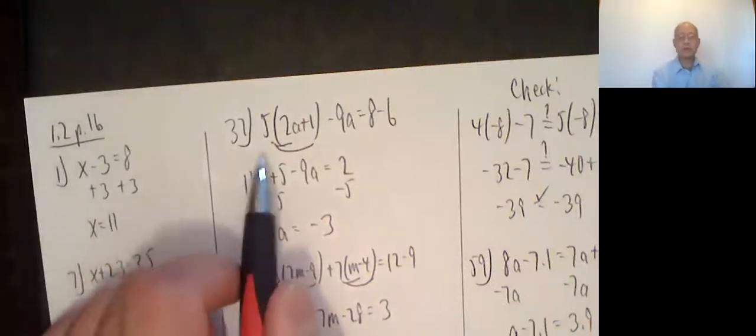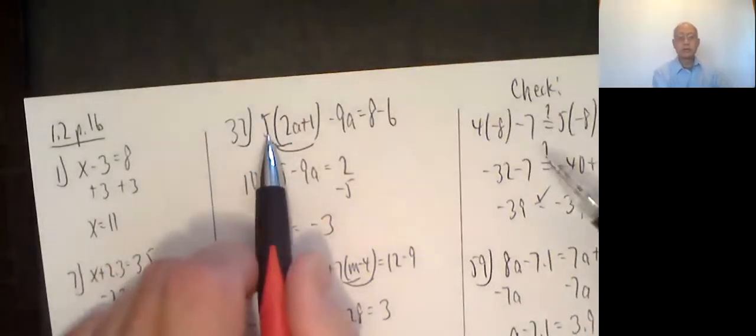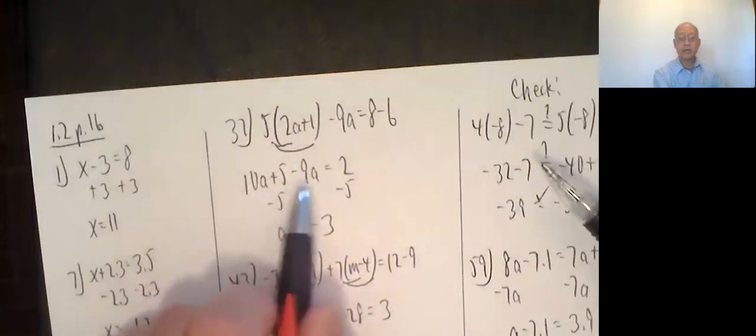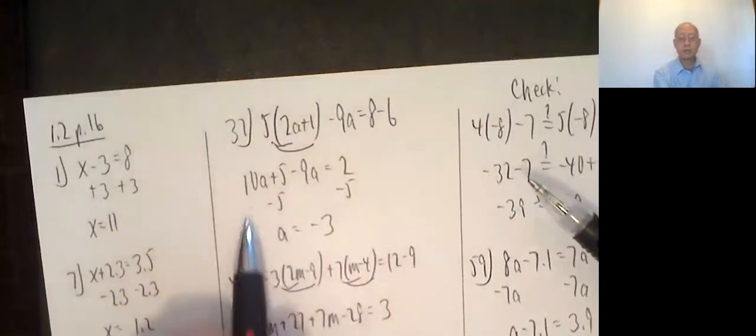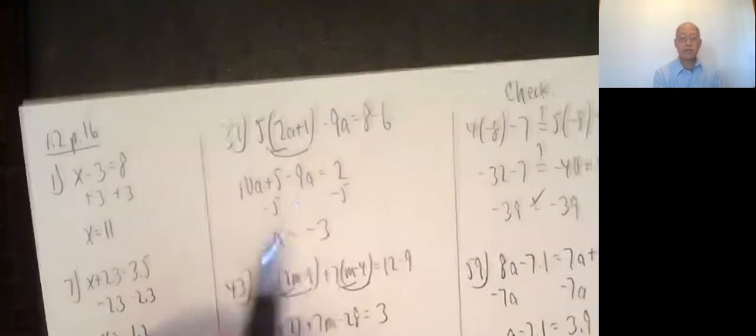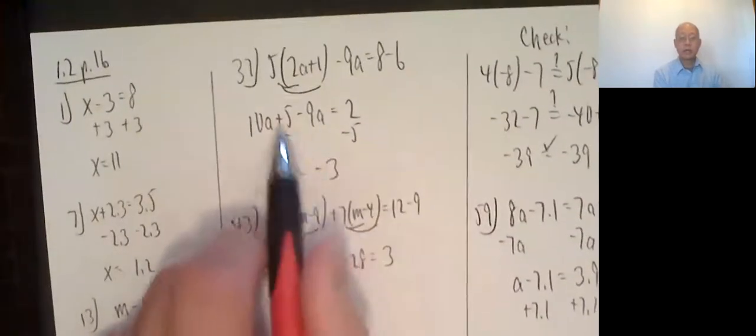Number 37, we have to distribute first. So distribute. 5 times 2a is 10a. 5 times 1 is 5. Minus 9a equals 8 minus 6 is 2. Subtract 5 on both sides. 10a minus 9a is 1a. And that cancels out. 2 minus 5 is negative 3.